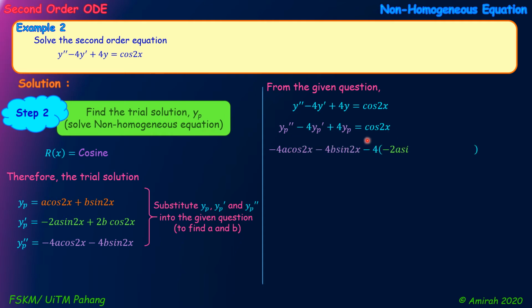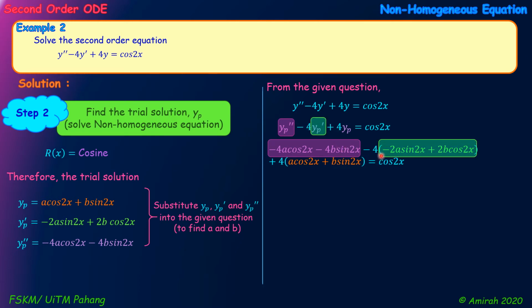And then we replace yp double prime here, equals to negative 4a cos 2x minus 4b sin 2x, and then minus 4, and then we replace yp prime equals to negative 2a sine 2x plus 2b cos 2x. And then plus 4 yp, Yp we replace by a cos 2x plus b sine 2x. And then the right hand side still equals to cos 2x.